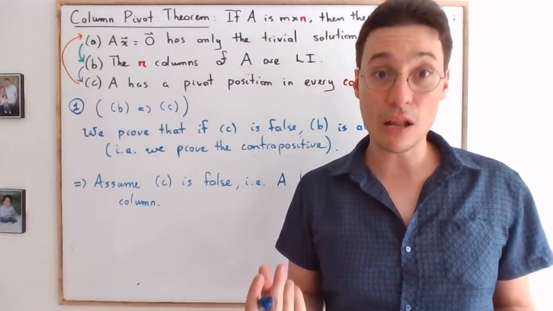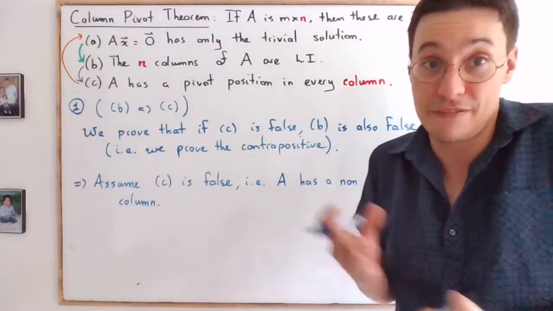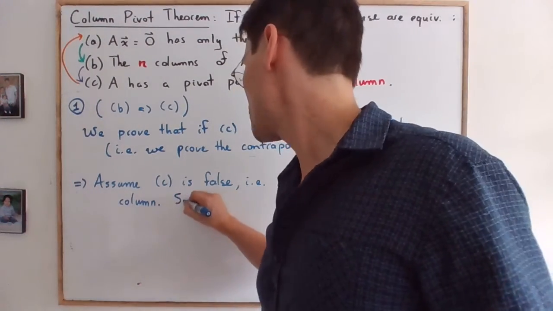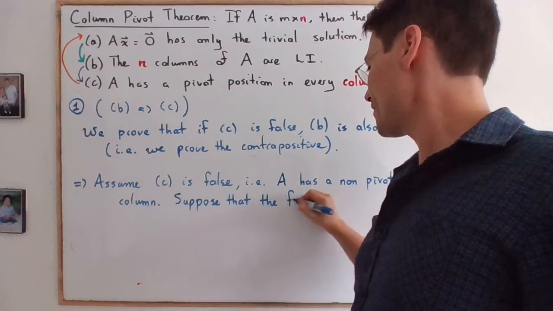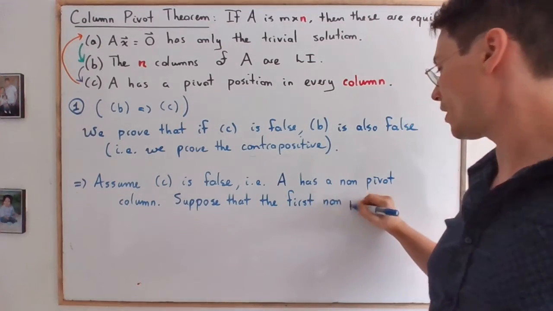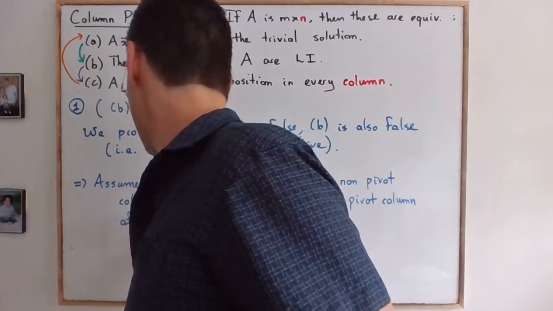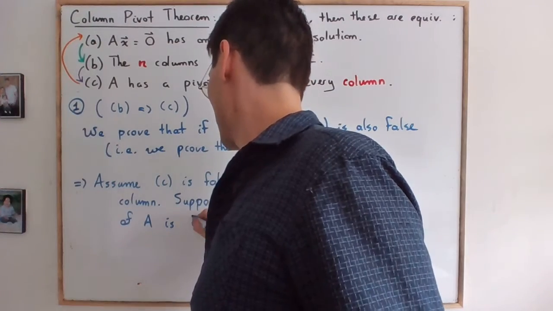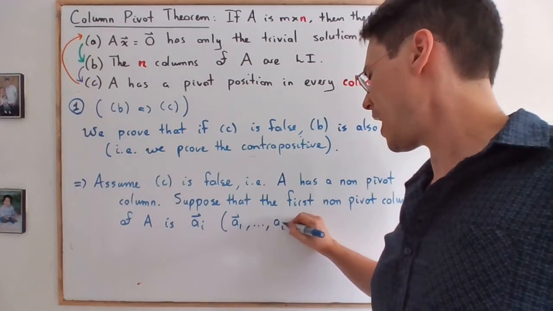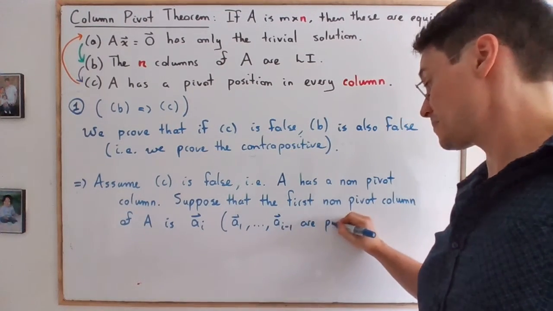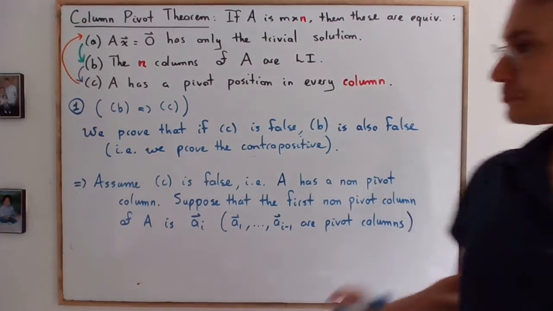Suppose that this non-pivot column is AI. Let's take the first non-pivot column. So suppose that the first non-pivot column of A is AI, which means that A1 all the way up to AI minus 1 are pivot columns.